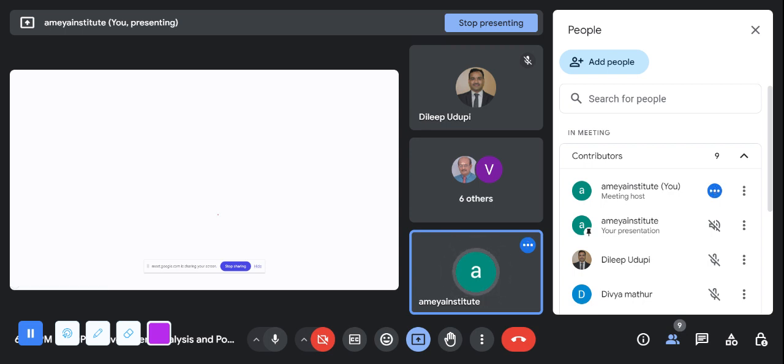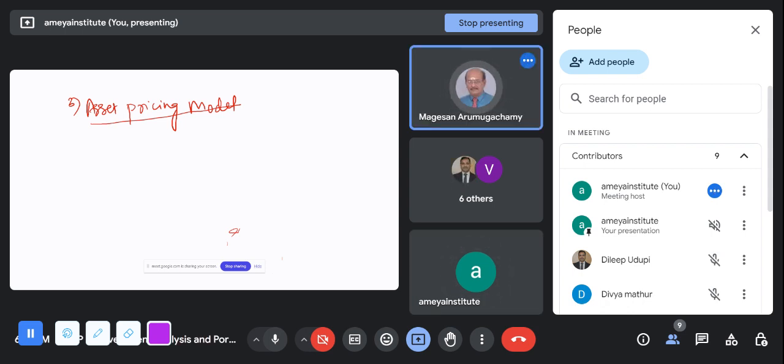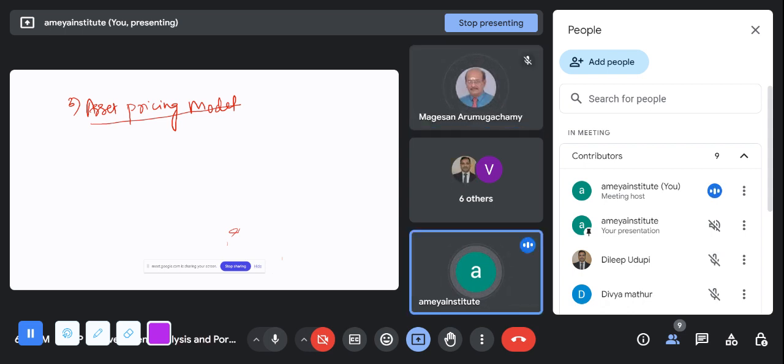So we'll write it as the third concept, asset pricing model. Is it visible what I'm writing on the screen? Yes. Okay. So now what is basically this asset pricing model? What is the concept of this asset pricing model that we are going to discuss in today's session? That's the third method for calculating expected return.